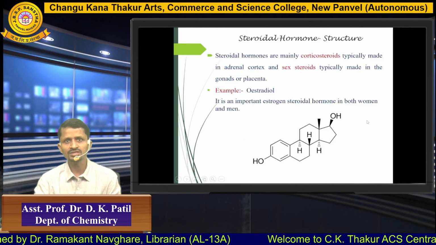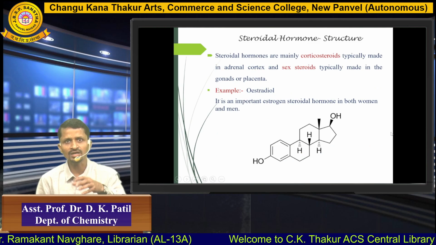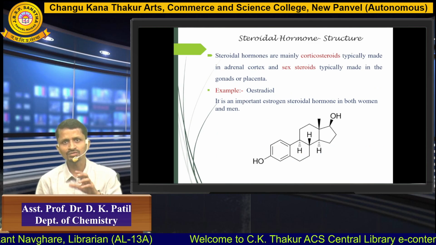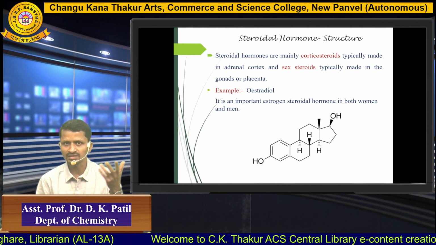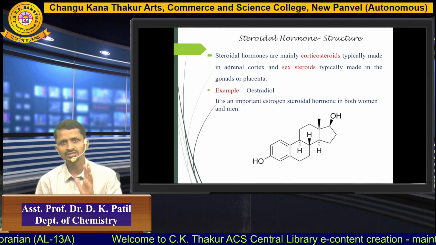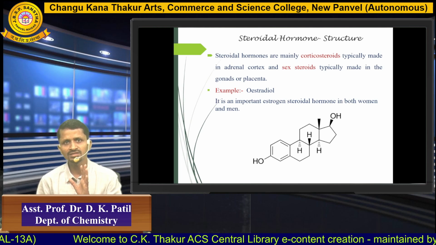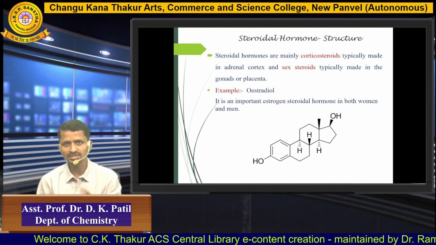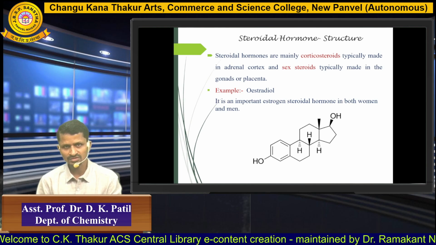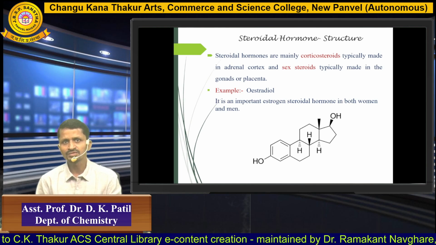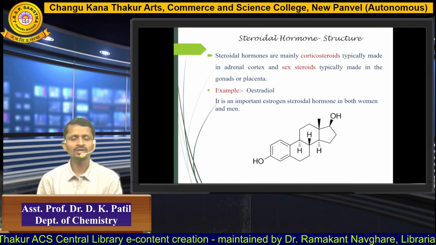Now this is the structure of steroidal hormones. Steroidal hormones are mainly corticosteroids, which are typically made in the adrenal cortex, and the sex steroids, which are typically made in the gonads or placenta. An example is estradiol. This is the structure of estradiol, which is one of the steroidal hormones.